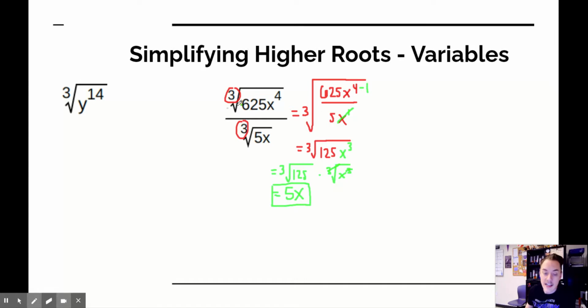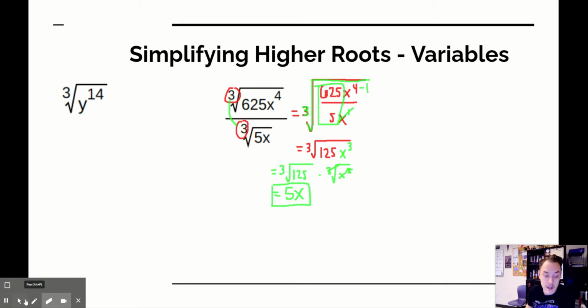So again, I see that the indexes, those two numbers are the same, 3 and 3. So now I can combine it underneath one big solid cube root radical. I put them both underneath, and I combine my numbers and I combine my variables. That's it. That's all.